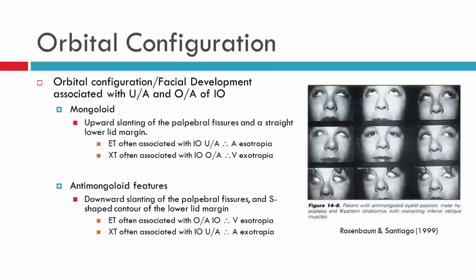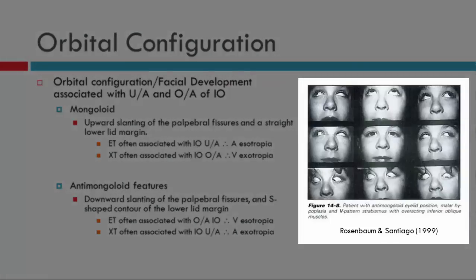Okay, earlier I mentioned that orbital configurations can be associated with AV patterns. Specifically, mongoloid and anti-mongoloid features have been associated with AV patterns. Mongoloid and anti-mongoloid features relate to the palpebral fissures, and mongoloid means an upward slanting and anti-mongoloid means a downward slanting palpebral fissure. So if we have a look here to the right at the individual, in this particular instance, they've got anti-mongoloid facial features. And you can see here, if you take a look at the palpebral fissures, they are downward slanting.